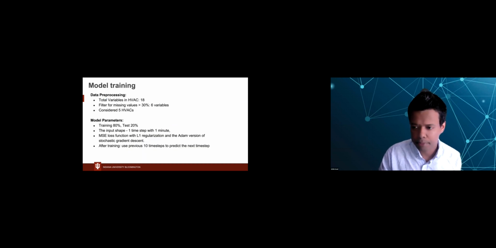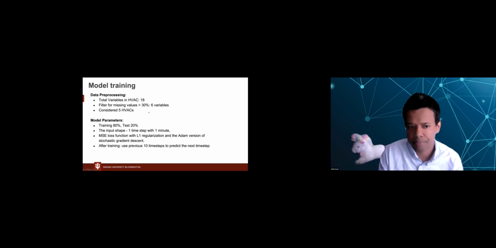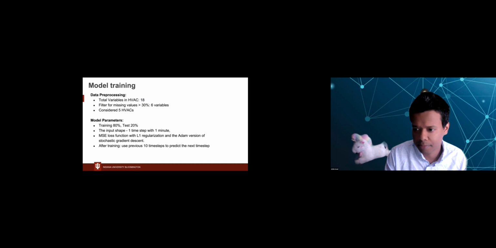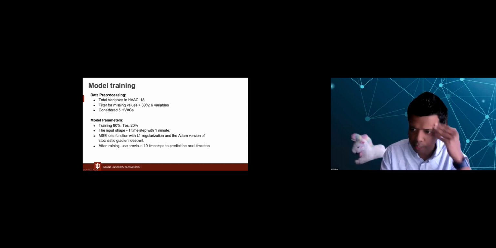So to perform some experiments with this model, we did some data pre-processing. In EMC2 data, we have a total of 18 time series in HVAC, but we also have lots of missing data. So for these experiments, we consider 6 variables where we have less than 30% missing data. And we also consider 5 HVAC units for these experiments. Our training-testing split is 80-20, which is pretty standard in the literature.